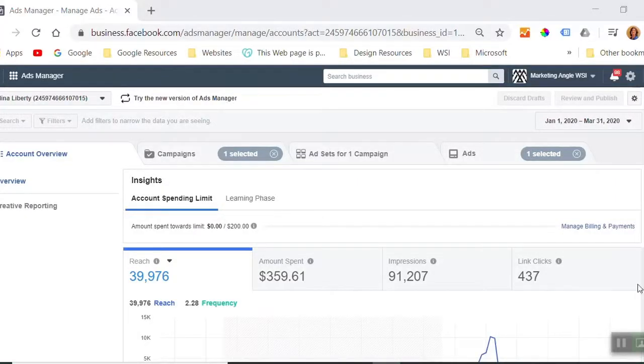We're going to talk about Facebook for businesses and what you can do to use Facebook ads, and to look at potentially doing ads instead of boosts. And you're going to see why in a few minutes. So here we are in Facebook Ads Manager.